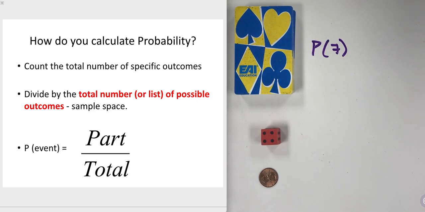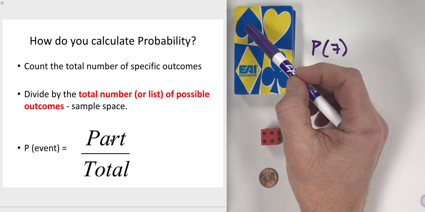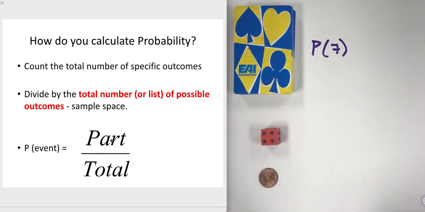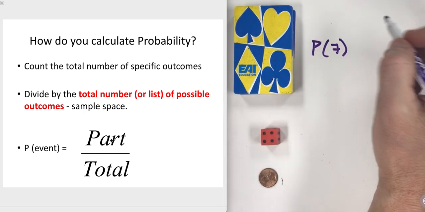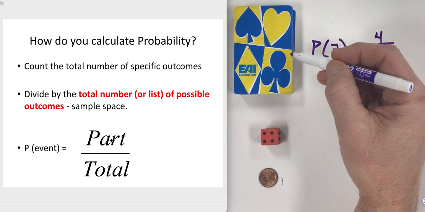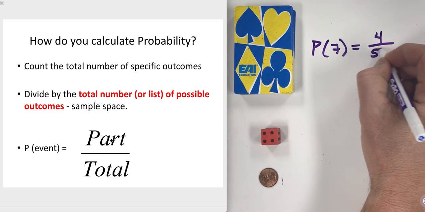The first thing you have to do is understand that we're doing part over total. I'm looking for 7s in the deck. The part I'm looking for then is that there are 4 7s. I have a 7 of spades, a 7 of hearts, a 7 of diamonds, and a 7 of clubs. So there are 4 cards in this deck that have a 7 written on them. So that's going to be the part that I'm looking for. Then the total is about how many I'm going to have a chance to pull from. I have 52 cards in this deck. So I write it like this.